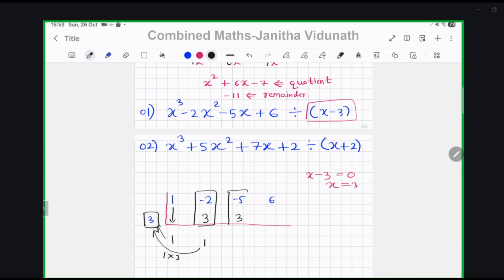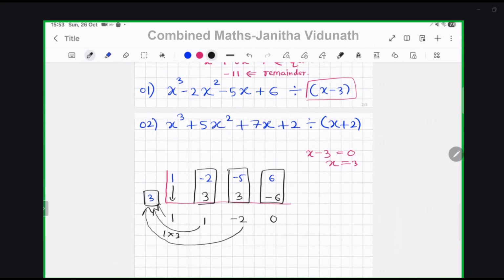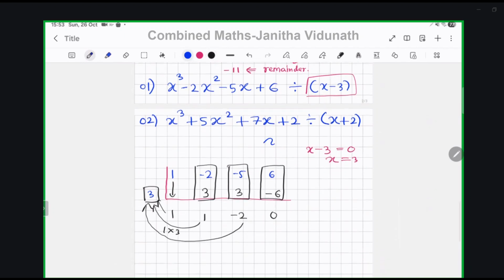That means 3. Then we add the numbers inside the same column. Then minus 5 plus 3 is minus 2. Then we multiply minus 2 with the number inside the box. That means minus 2 times 3, and pass that number to the next column. Then we add up those two numbers. 6 minus 6 is 0. Then the last number in the bottom row is the remainder. That means the remainder is 0.